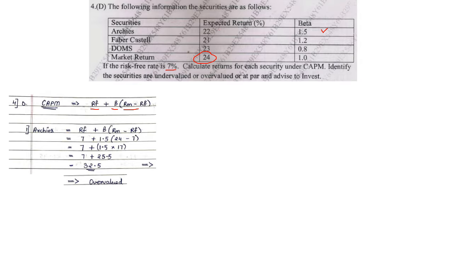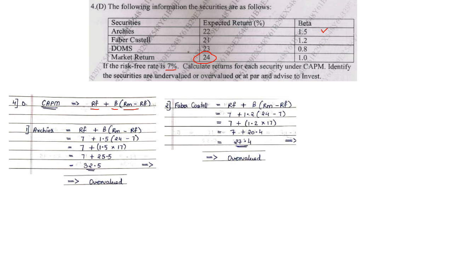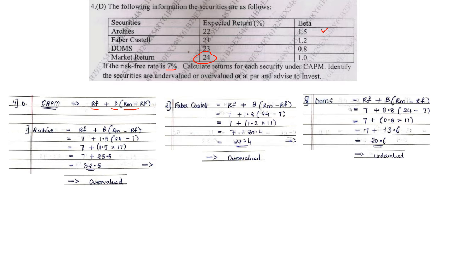32.5 is the return that we have found, and expected is 22. So the return which they have given is 22 and we are getting 32.5, so our expected returns are too much, it is overvalued. So the answer is overvalued. This stock is very highly valued. For Faber-Castell, 7 plus 1.2 into 24 minus 7, we get the value as 27.4. Given is 21 and it's showing 27.4, so it's overvalued. For DOMS, it will be again 7 plus 0.8 into 24 minus 7, which comes to 20.6. Value given is 23 and the value showing is 20.6, so it is lesser, so that's undervalued.